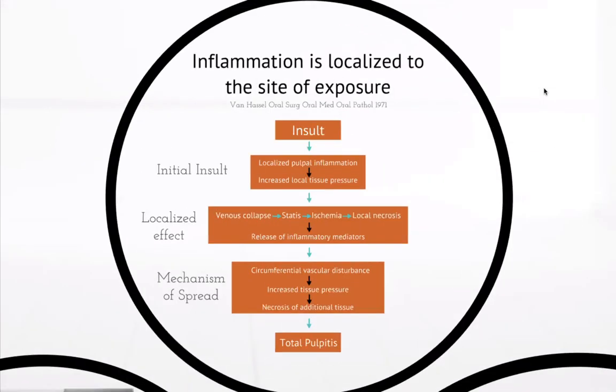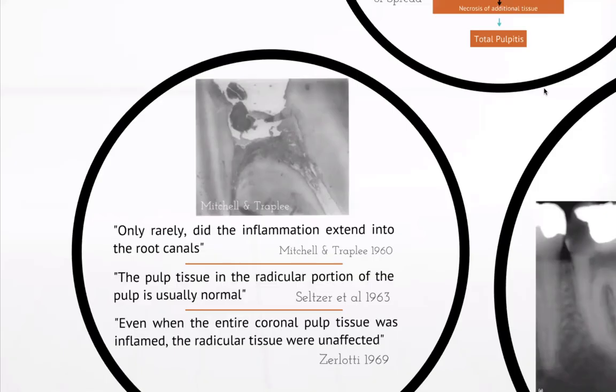Van Hassel did a paper, which is a physiological study. This is not a histological study, physiological. And what he found is that the pulpal blood pressure is actually localized to the site of infection. Again, pulpal blood pressure is localized to the site of infection, which means that the pulp, when it dies, dies in increments, okay? And that has been proven in many histological studies.